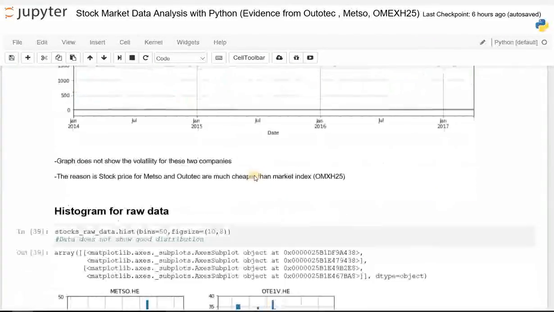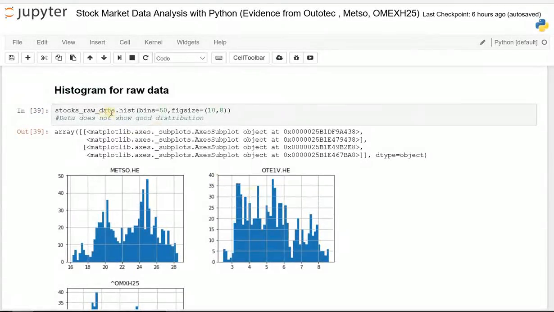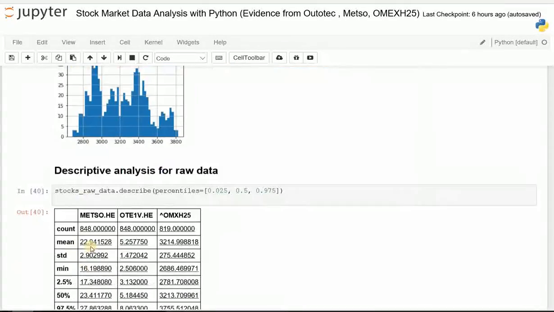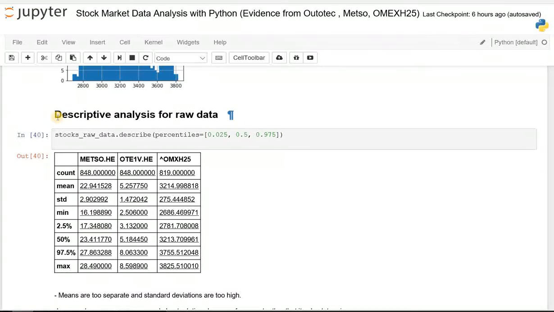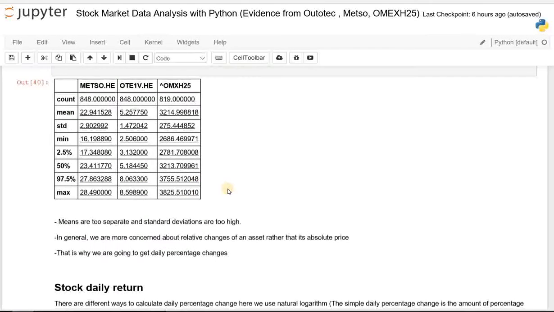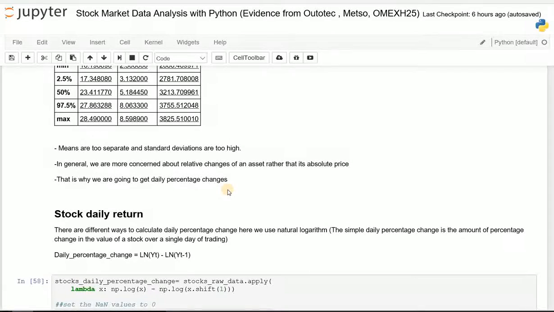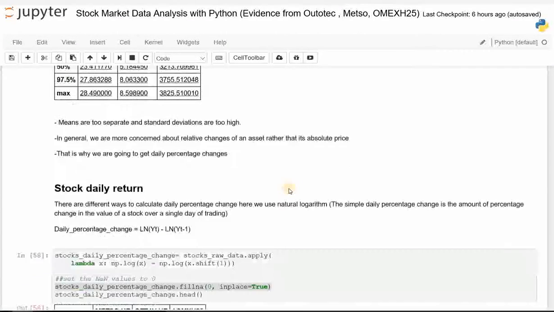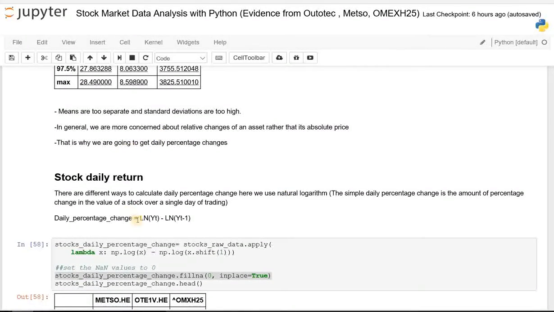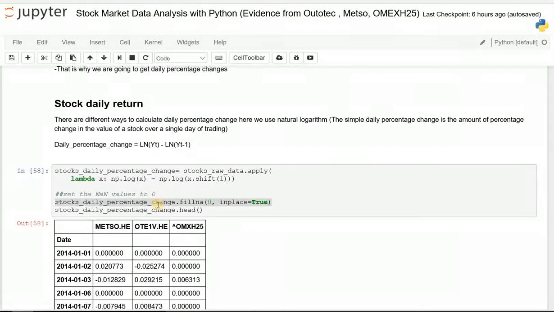If I want to look at my data closer, I can plot the histogram of my data, and I don't see really good distribution in here. And descriptive analysis also doesn't show good results to me. The standard deviation is really high. The means are really separate from each other. And in general, we are more concerned about relative changes of an asset rather than absolute price. So that's why I'm going to get daily percentage changes.